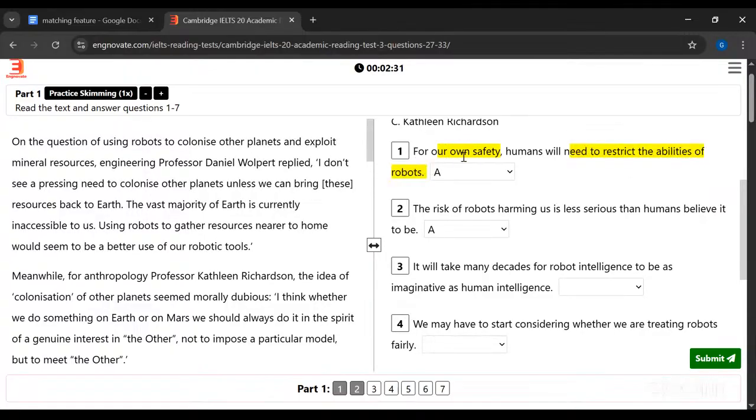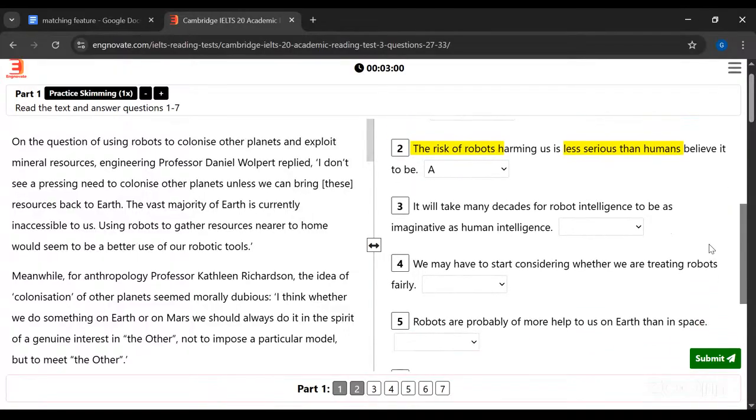So for our own safety, humans will need to restrict the abilities of the robots. Okay, the risk of robots harming us is less serious than humans. So where there is a risk of robots harming us, if there is something related to this, we will check it there.